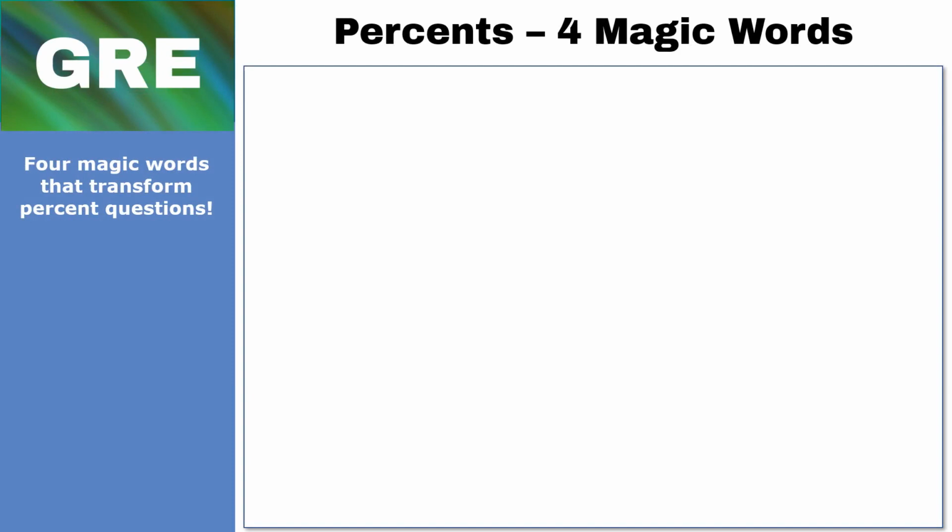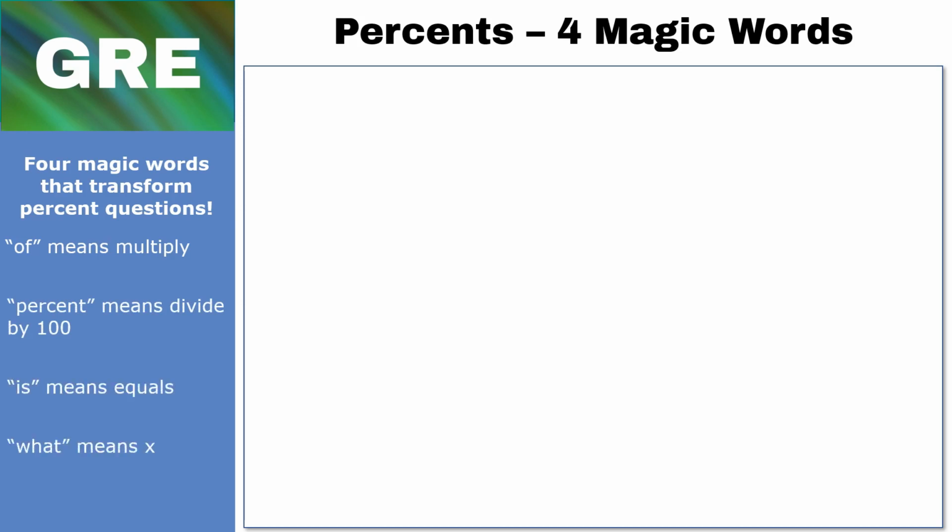All right, the 4 magic words that transform percent questions are: of means multiply, percent means divide by 100, is means equals, and what means X. That means this question just got really easy. All you're going to do is translate each English word into math.